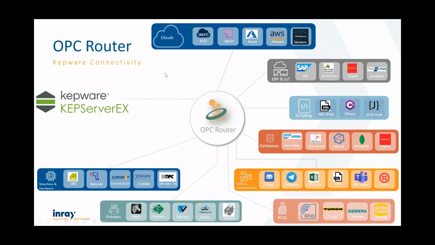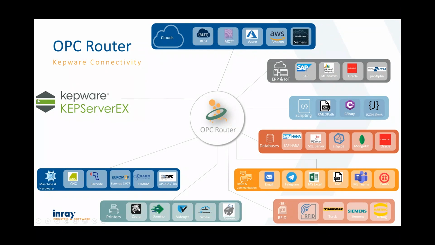Regarding Kepware, if you're already using Kepware, you can of course connect Kepware to any of those systems easily via drag and drop using OPC Router. So you have Kepware connected to your PLCs, and then you can connect Kepware, and with that also the PLCs, using OPC Router to any cloud system, to any ERP solution. You can do scripting if needed, but you don't need to necessarily. Databases, office systems, RFID systems, printers, any kinds of machines and shop floor systems.